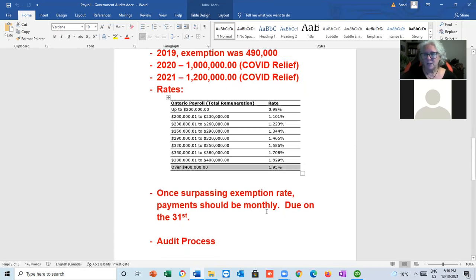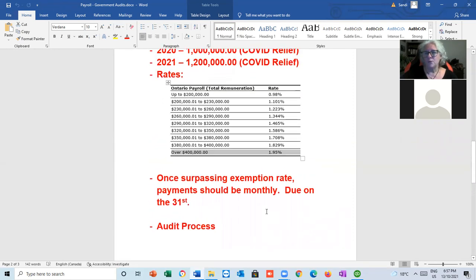When it comes to EHT, they really don't care about you making payments or installments until you go over that 490 or that million or 1.2 million threshold. So you don't have to worry about it until you see your gross payroll passing that threshold, and then you need to start making monthly payments. Sometimes it might take until September to get past that threshold, so don't worry about it until then. But you have to look at your profit and loss, and see if you're hitting that threshold or getting close to it.